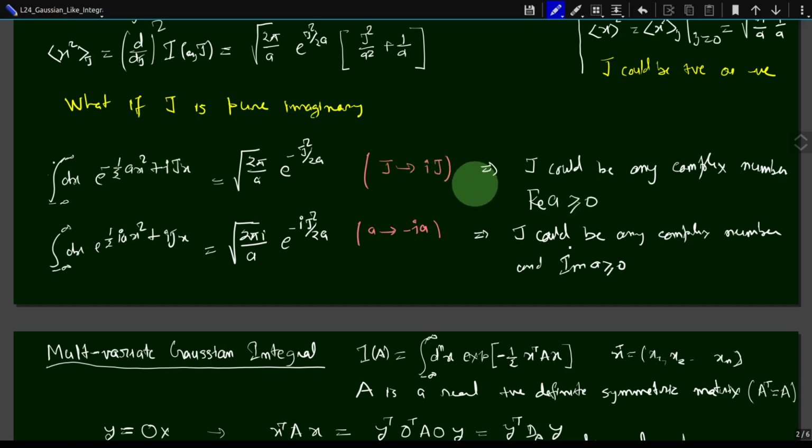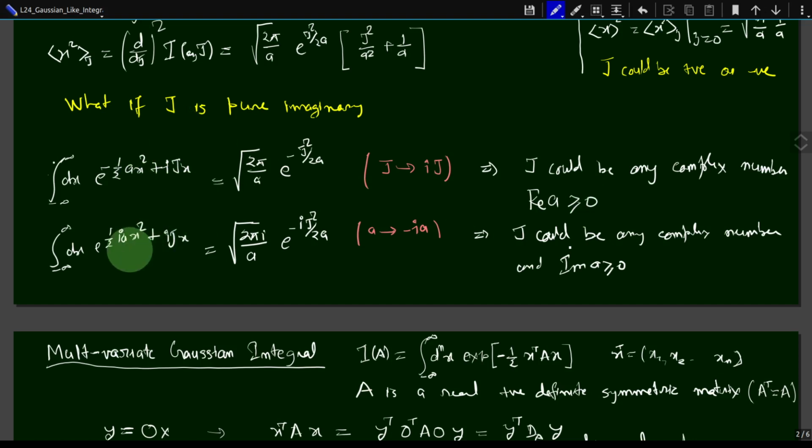And all I need is that the real part of a is greater than or equal to 0. And why equal to 0? Because there is an oscillating piece in general when j is not equal to 0. If the imaginary part of a is not equal to 0 and something oscillating is there, then the real part of a can be equal to 0.